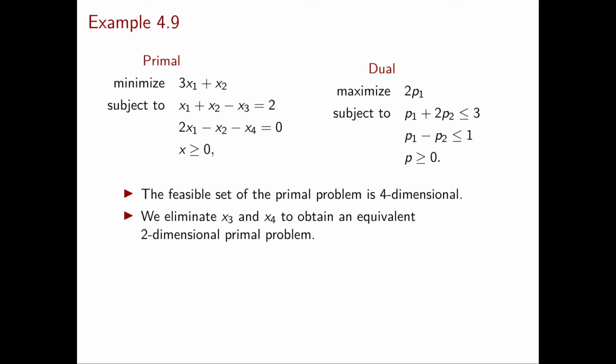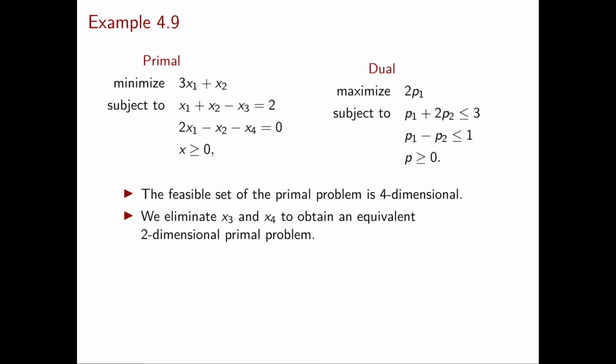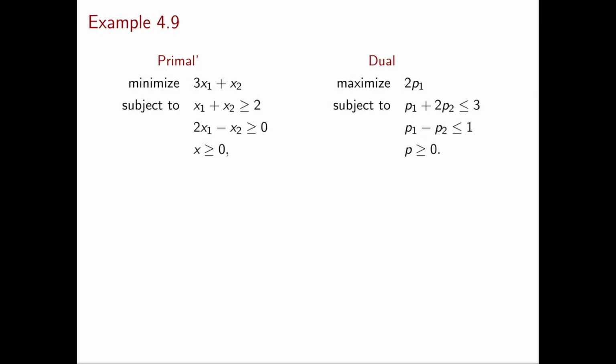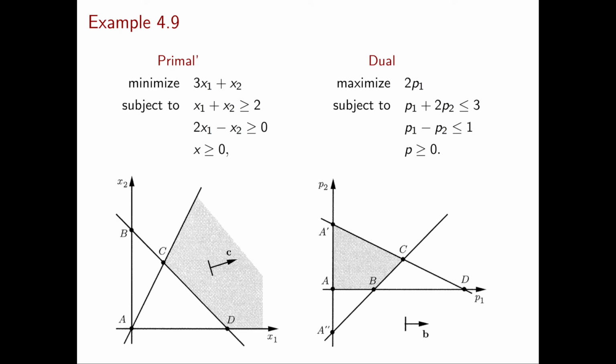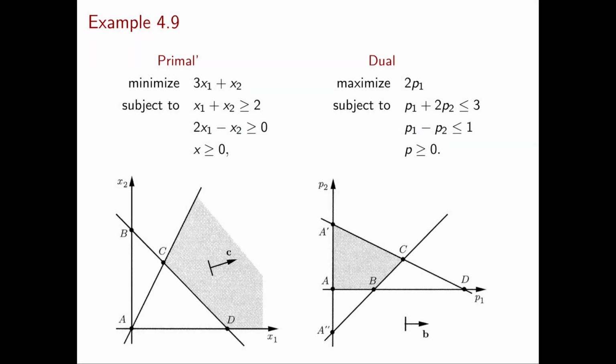The dual can be easily visualized because it has dimension 2, and to visualize the primal we drop x3 and x4, which are just surplus variables. So we obtain the new primal that has only two variables and is no longer in standard form. Now we can visualize both problems. On the left we have our primal problem, and on the right we have our dual problem.